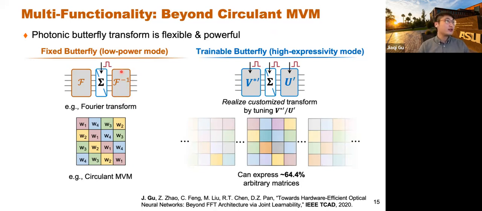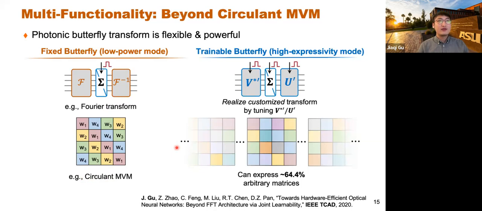So if you want the circuit to execute in a low power mode, you can fix the butterfly transform, right? F and F inverse, the Fourier transform or Hadamard transform, and you only implement the dynamic diagonal matrix sigma, right? You only program the sigma matrices. You can implement very low power structured matrix multiplication.